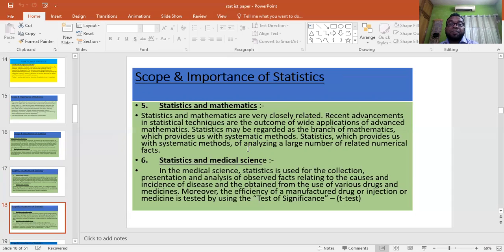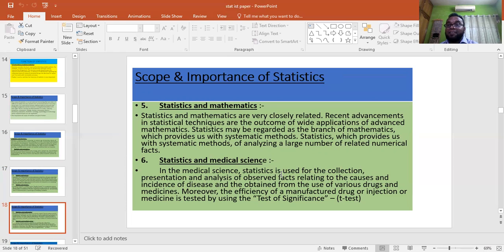Statistics and mathematics are very closely related. Recent advancements in statistical theory or techniques are the outcomes of wide applications of advanced mathematics. Statistics may be regarded as the branch of mathematics which provides us with a systematic method of analyzing a large number of related numerical facts.